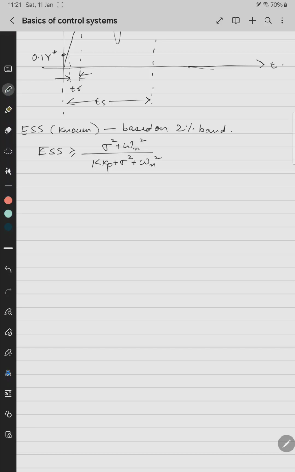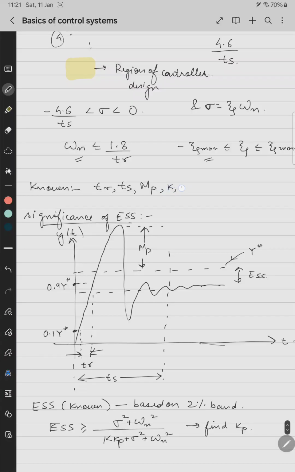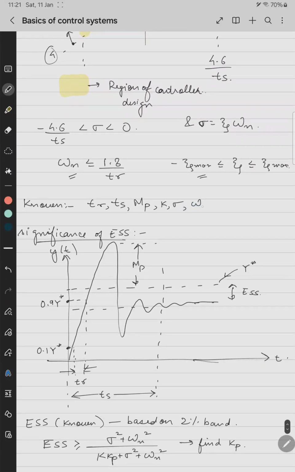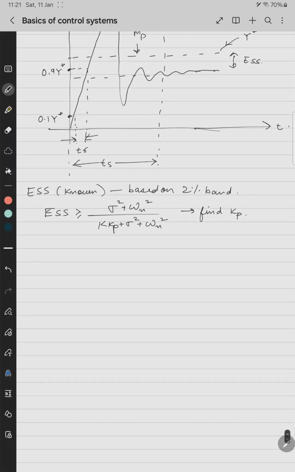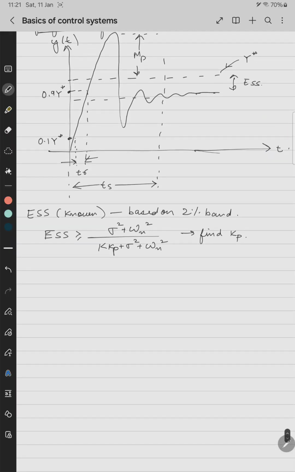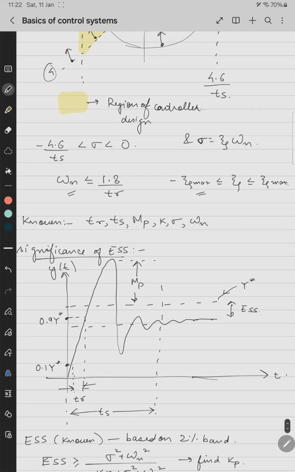So using this we can find Kp. K is known to us because the plant is known, and sigma is known. Because the plant is K by (S plus sigma) whole square plus omega n square, so basically omega n is known to us. What we have to find is Kp. So using this equation we can easily find Kp. So this is the range on the Kp, and using this we can tune the controller using the time domain analysis.